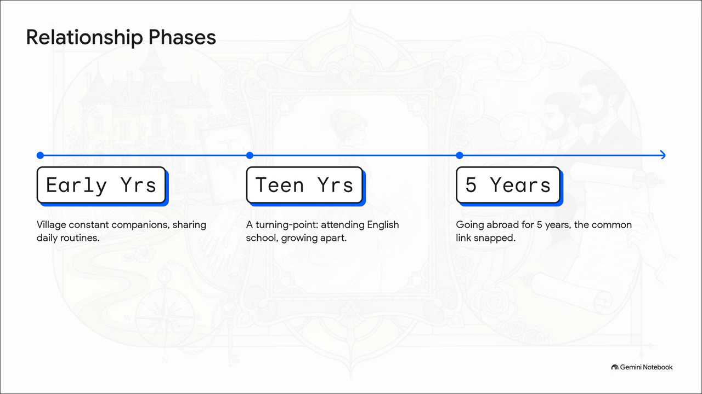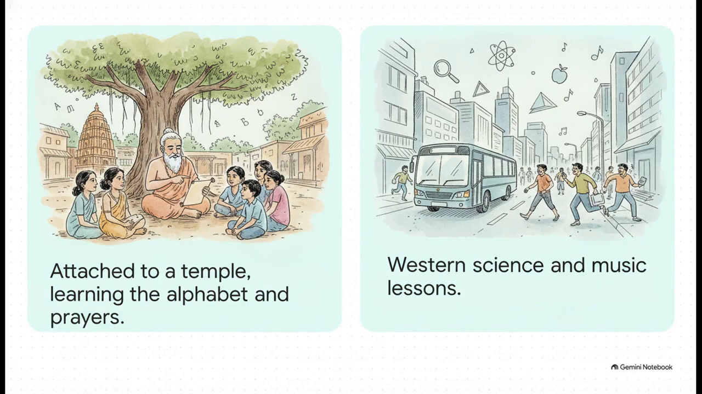But then we hit the second phase, the city turning point, when his parents sent for them. They shared a room, but that deep bond began to snap. Finally, the third phase, university and going abroad for 5 years. At that point, he was given his own room, and the physical separation became almost total. So why did that drift happen?